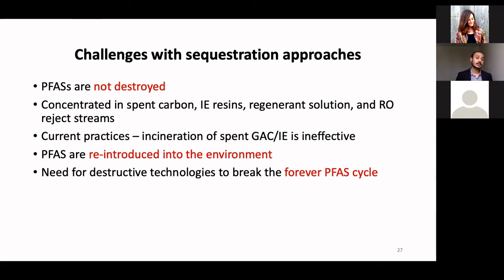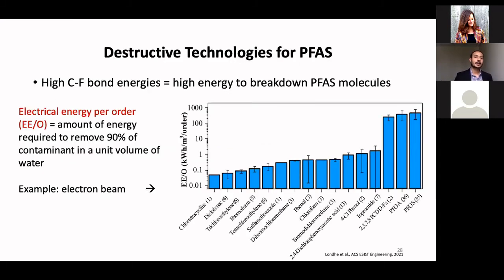And essentially PFAS are being reintroduced into the environment. So hence there is actually a need for destructive technologies to break this forever cycle of PFAS being accumulated in your treatment systems and being discharged in other ways, through either landfills or incinerations and so on.